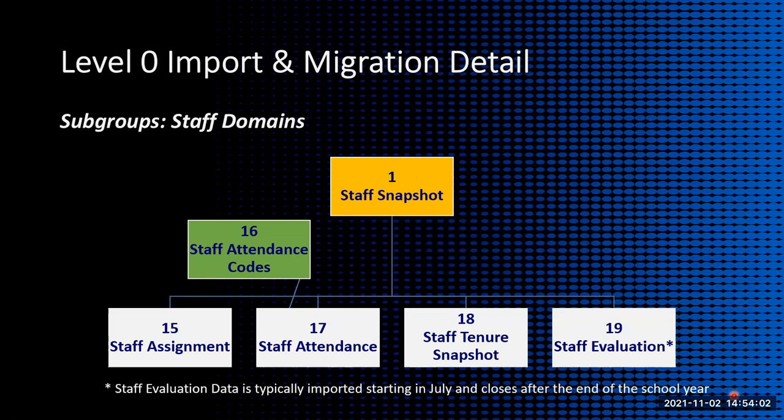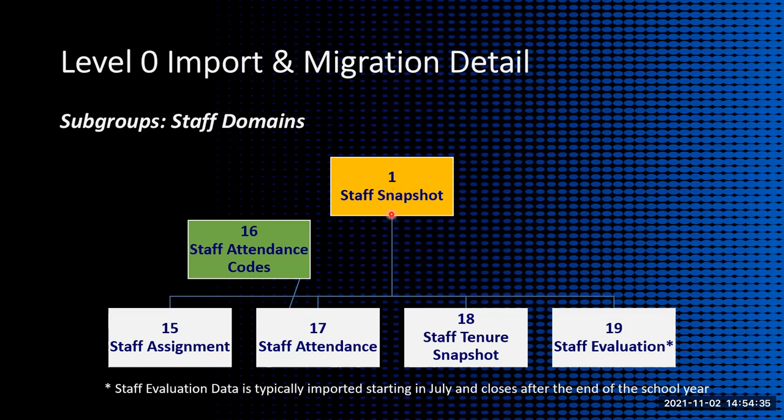Let's look at the staff subgroup, which is relatively straightforward. Staff snapshot, as one of the foundation domains, goes first, then everything else. There is no dependency between staff assignment, staff attendance, staff tenure, and staff evaluation. But someone had to come first, so this is the order they appear in the level 0 dropdown. It's the easiest sequence to remember. Just go down the list as you import or migrate.